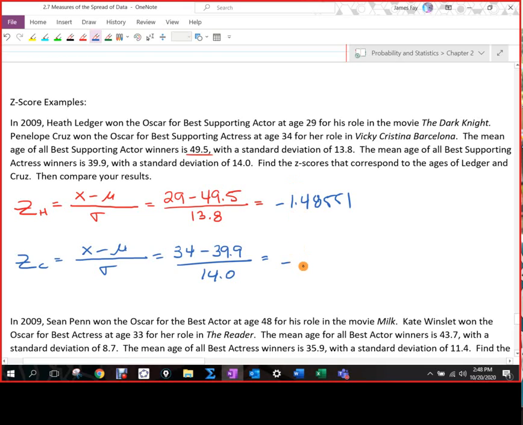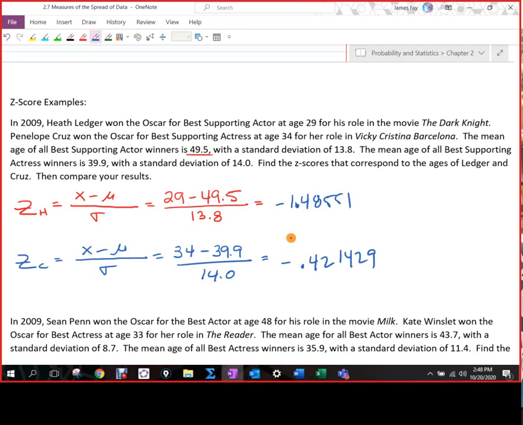And this is negative 0.421429. Okay, so relatively speaking, compared to the populations they came from, Heath Ledger was much younger than anybody else that won the Oscar, right? He was much younger compared to his group than Penelope Cruz was compared to her group, right? He's 1.48 standard deviations below the mean, so he's 1.4 standard deviations essentially younger than the mean. Does that make sense? She's only 0.4 younger, okay?